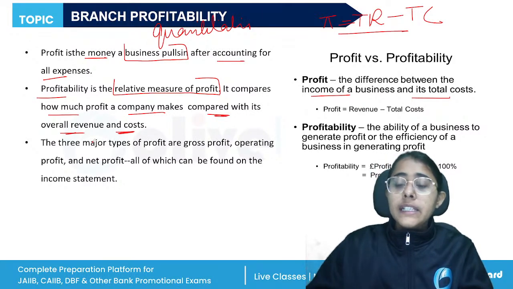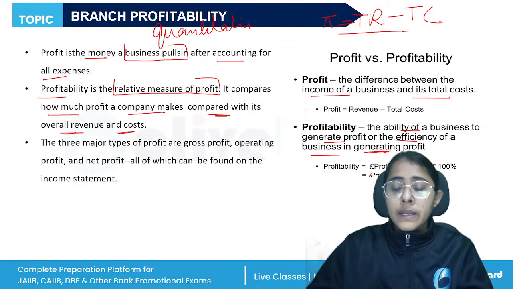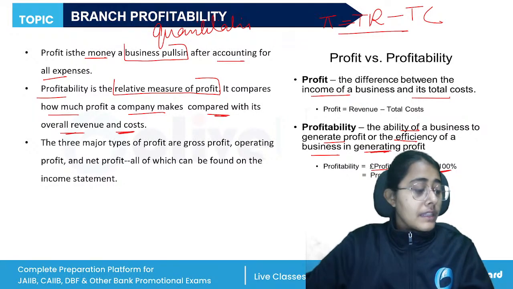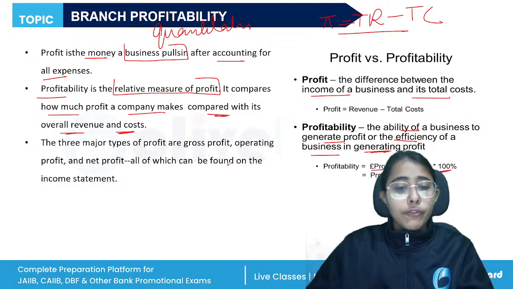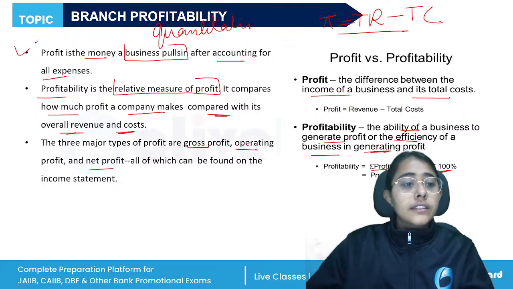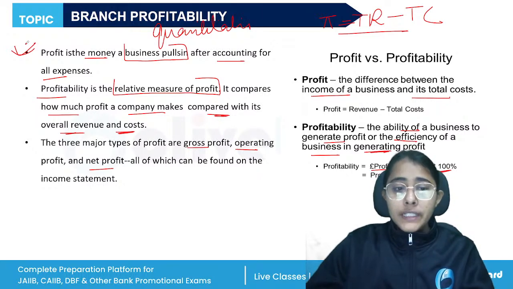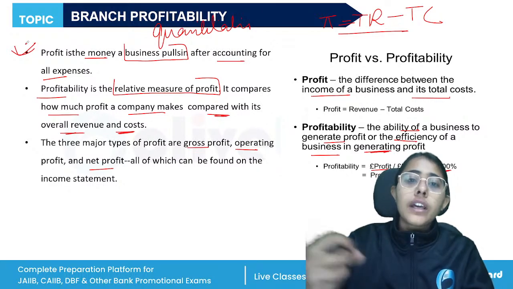So profitability is the ability of a business to generate profit, or the efficiency of a business in generating profit. So it refers to the profit divided by revenue multiplied by 100. So it is giving us the profitability percentage. All right. So now there are three major types of profit, which are the gross profit, operating profit, and net profits. This is the most important topic of this unit. The three components or three types of profit and what all are included.